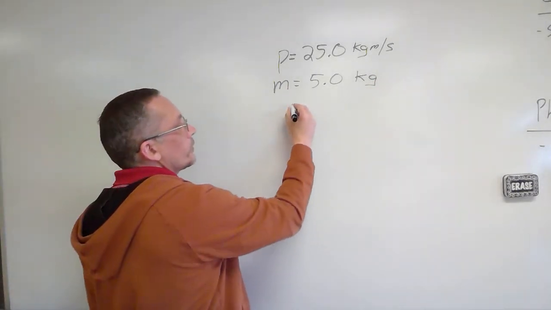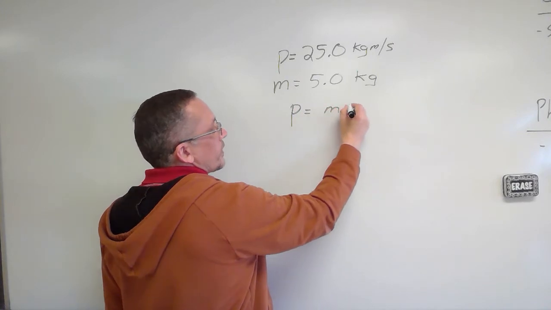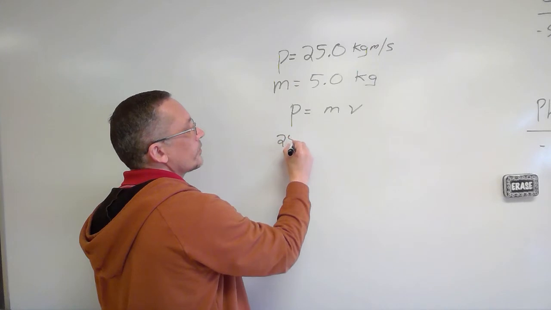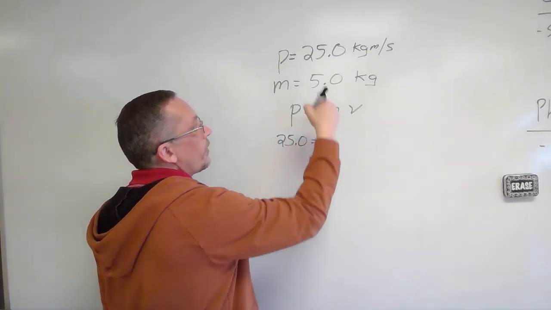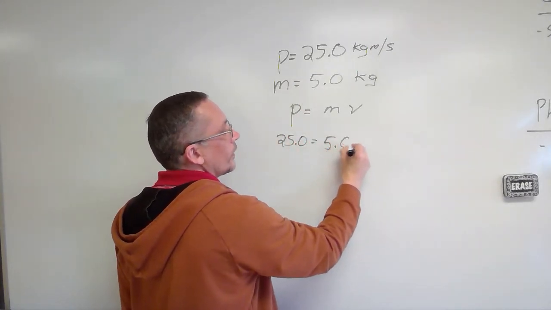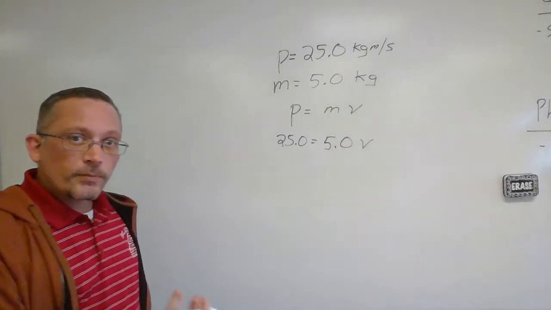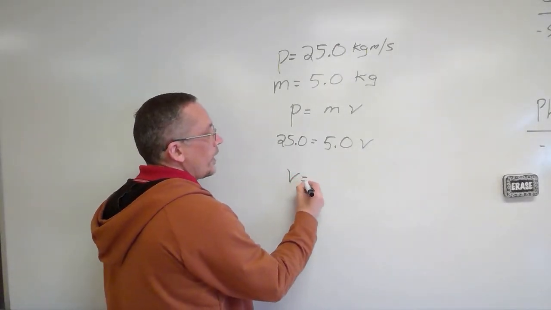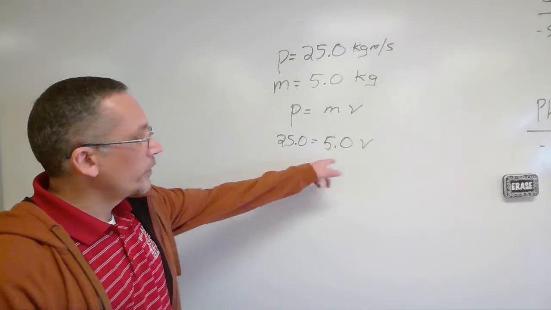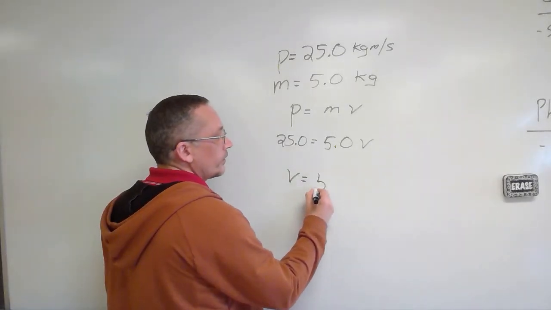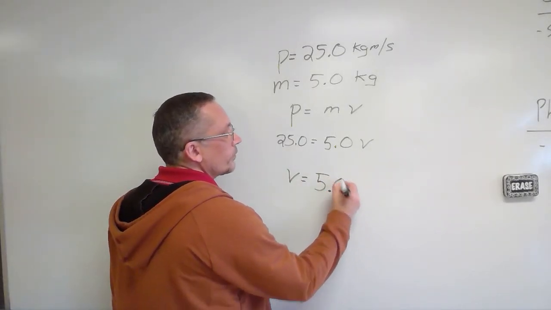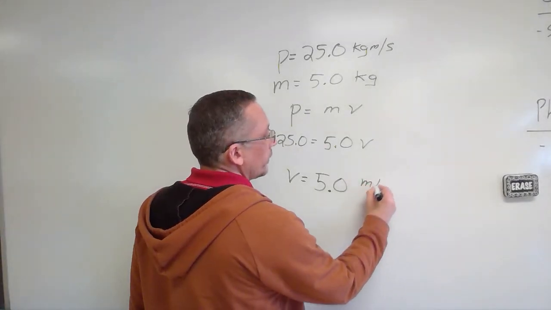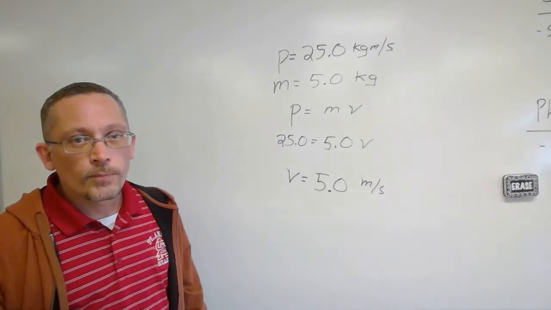So let's take our equation. Momentum is mass times velocity. Let's put the numbers in there. So momentum was 25.0. Mass was 5.0 times velocity. Then we'll divide both sides by 5.0. And we need two significant figures. So 25 divided by 5 gives me 5. Two significant figures, I'll put a 0.0. And what units do we use for velocity? Meters per second. So there you go.